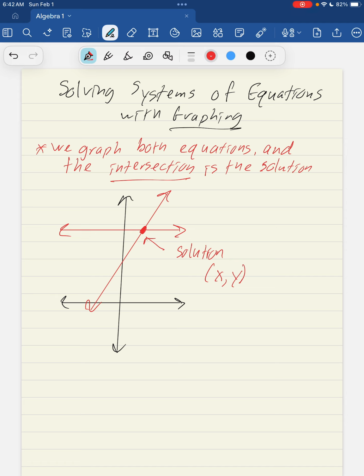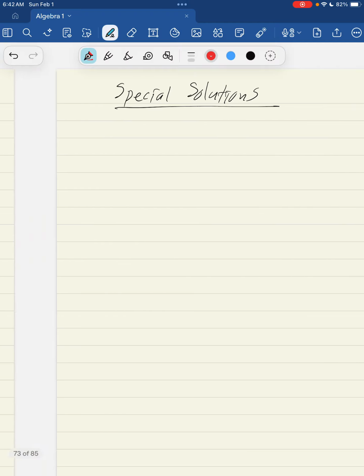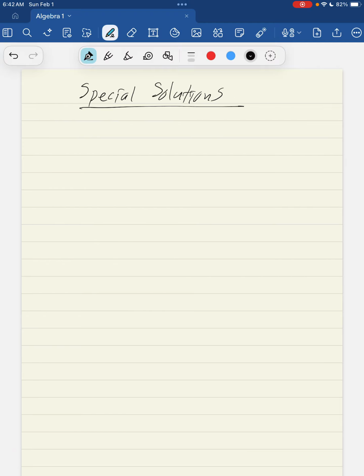For this one, again, your system might be something like y equals 5 and y equals, what might this be? Something like 3x plus 2, something like that. And those would cross at that point, and your answer would be written as an xy coordinate. Now, there are some special solutions you have to be aware of. You're going to see no solution, and you're going to see infinite solutions.